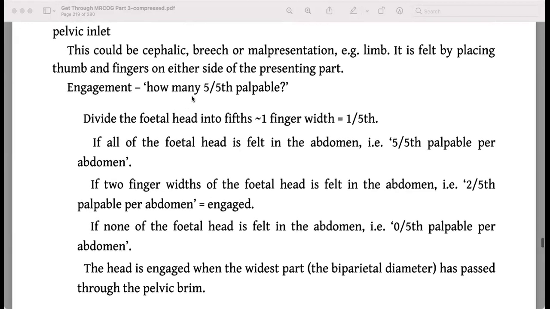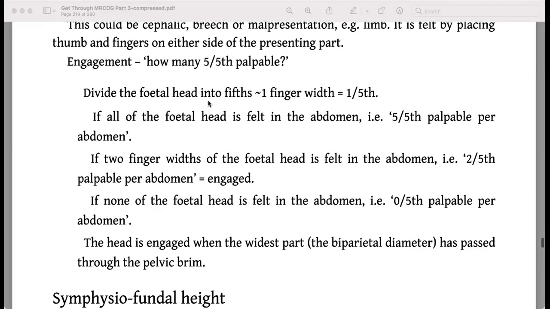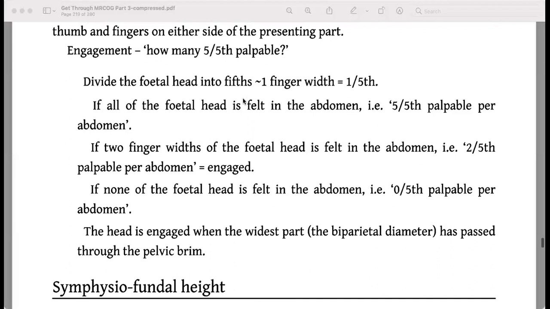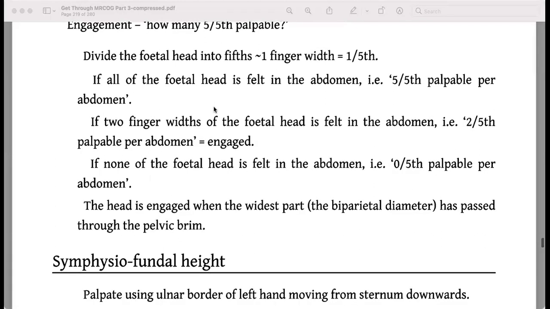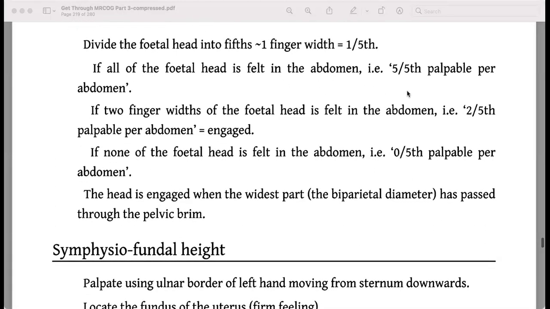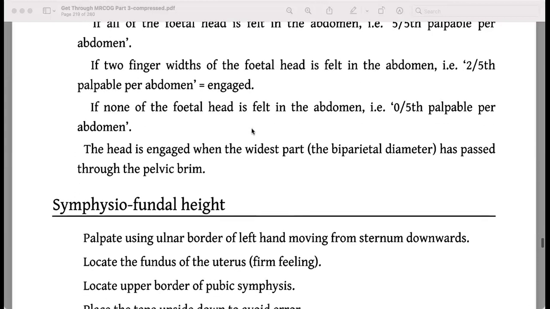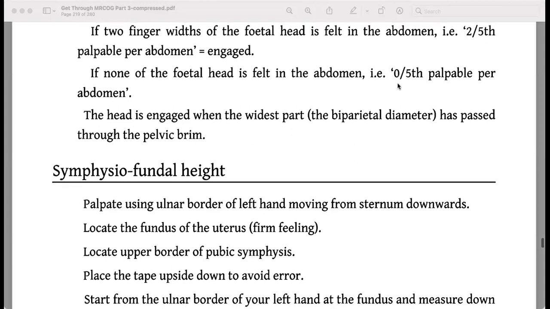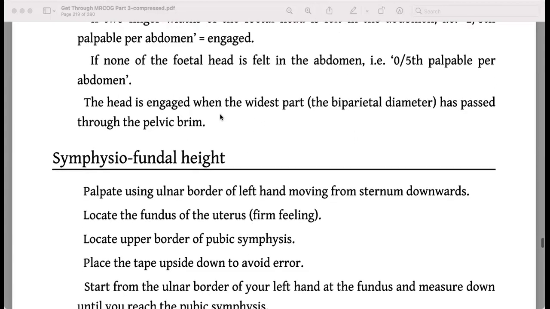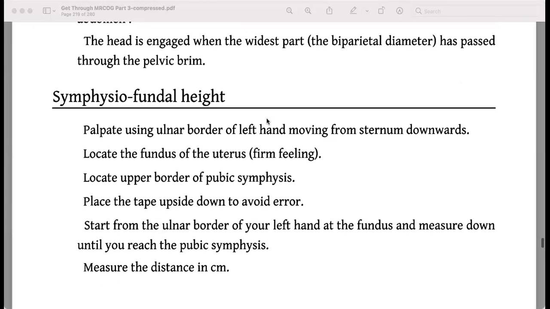Engagement: see how many fifths are palpable. Divide the fetal head into 5 parts, and 1 finger width is equal to 1/5. If all of the fetal head is felt in the abdomen, that's 5/5 palpable, and this should be documented. If 2 fingers width of the fetal head is felt in the abdomen, that's 2/5, of course, and this means engaged. If none of the fetal head is felt in the abdomen, that's 0/5 palpable per abdomen. The head is engaged when the widest diameter, which is the biparietal diameter, has passed through the pelvic brim.